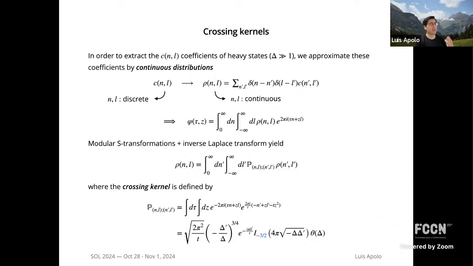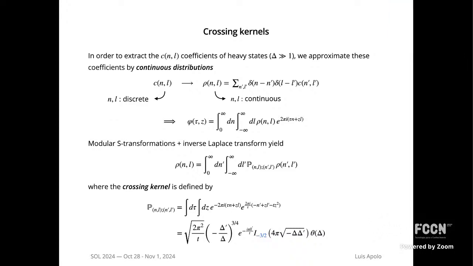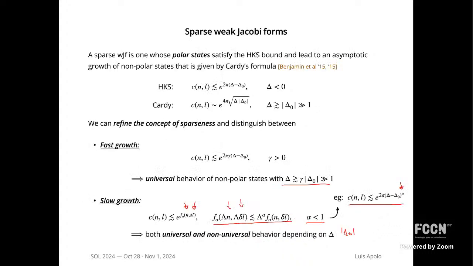Okay, so now let me describe how I'm going to extract these coefficients, these CNL coefficients for the heavy states. So for the states that I wouldn't... Sorry, I didn't mean to interrupt. May I quickly ask, can you give me an example of a function which is a sparse, weak Jacobi form?